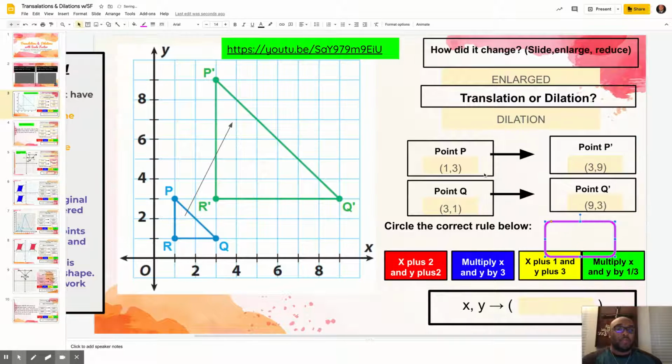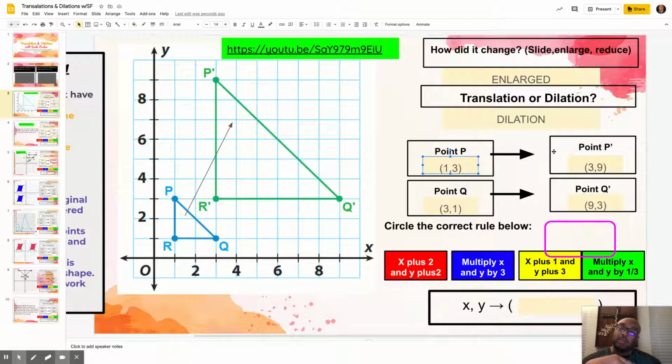To figure that out, I need to look at how I got from here to there, knowing that it was a dilation that got bigger. Well, if it's a dilation, that means it's multiplying. And if it's an enlargement, that means it's multiplying by a number greater than 1. Okay? So 1 times what will make 3?